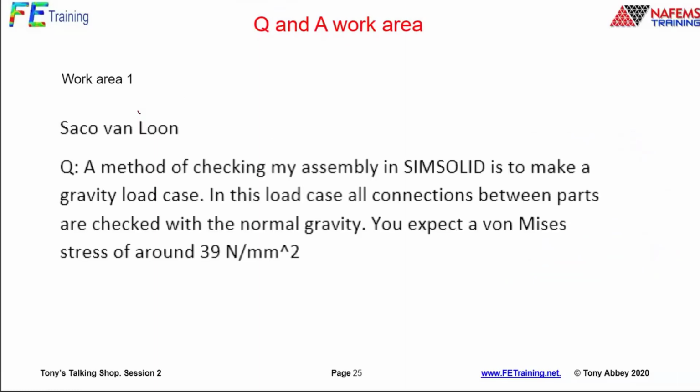Seiko says a method of checking my assembly in SimSolid is to make a gravity load case. In this load case, all connections between parts are checked with a normal gravity. You expect a von Mises stress of around 39 newtons per millimeter squared. Yeah, that's another good way of doing it. So what you're saying is rather than a particular operational case, apply 1G, so you've got a known case there, and we can do it in all three directions. That's actually a technique I like to use as a checkout before getting into the more formal checks. I like to do 1G in each of the three directions.